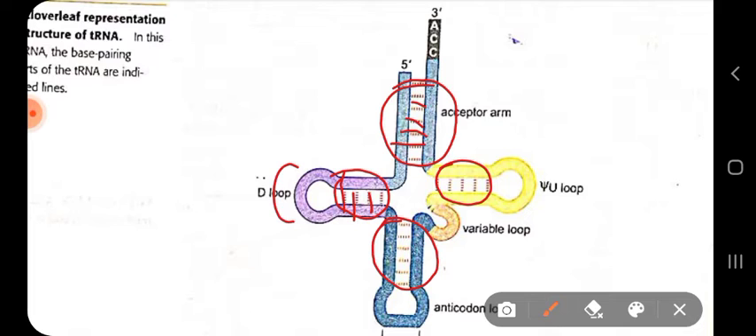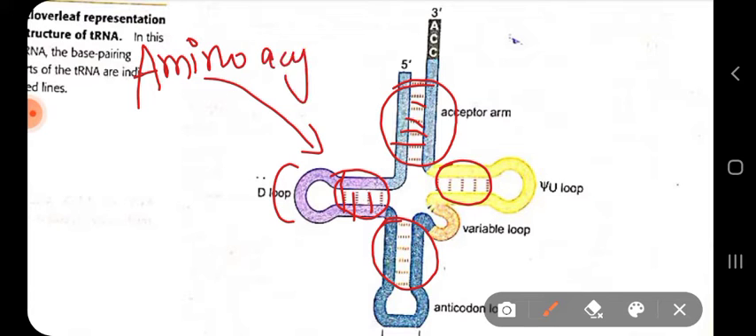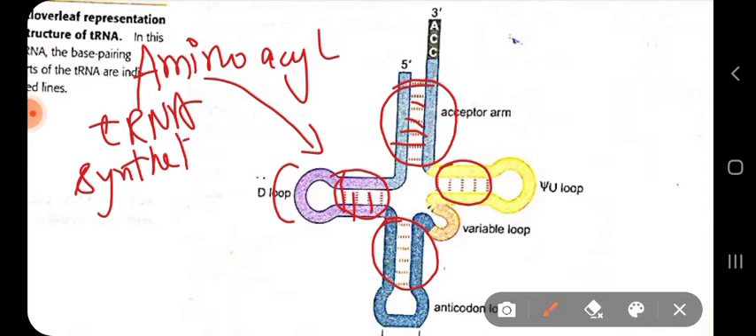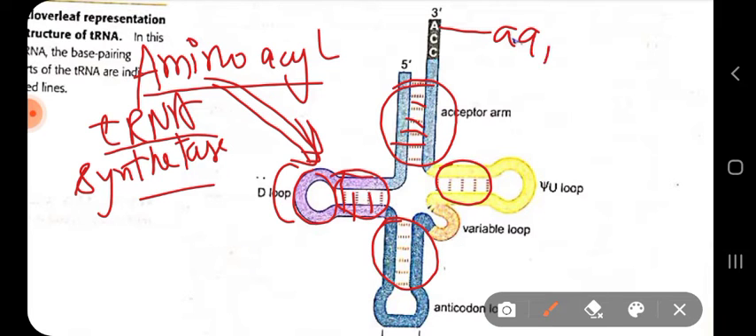Like I have said, the D arm is the site that recognizes the amino acid activating enzyme, amino acyl tRNA synthetase. This enzyme recognizes this D arm as well as the D loop and allows for amino acylation of the tRNA. That means it helps to catalyze the binding of the amino acid to the tRNA's acceptor arm.